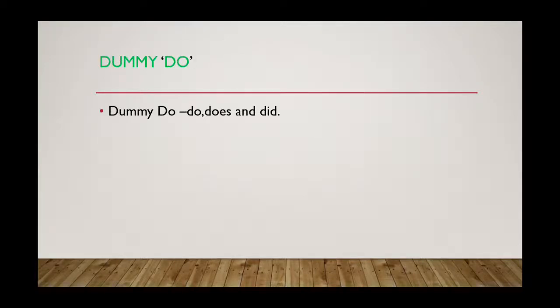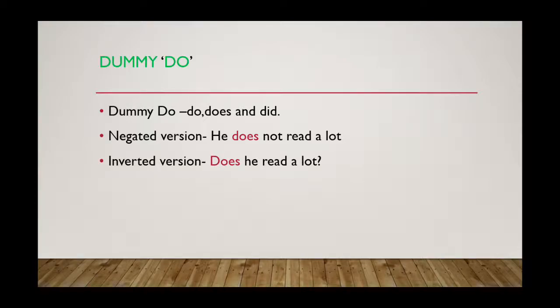Next is dummy do. Dummy do includes do, does, and did. We use dummy do to negate sentences, or the negated version, you can say. He doesn't read a lot. Here we need a helping verb or auxiliary verb to make a full sentence, so that's why does.